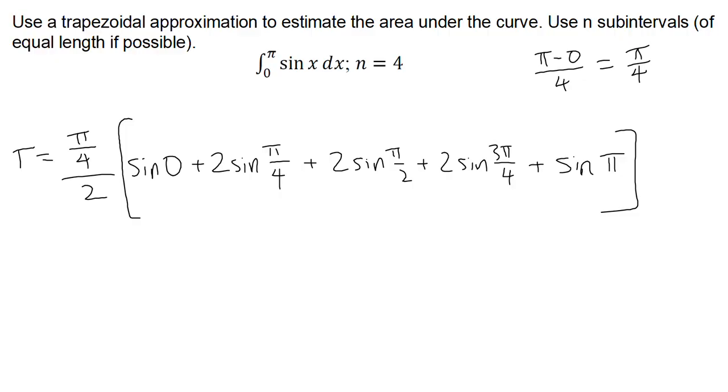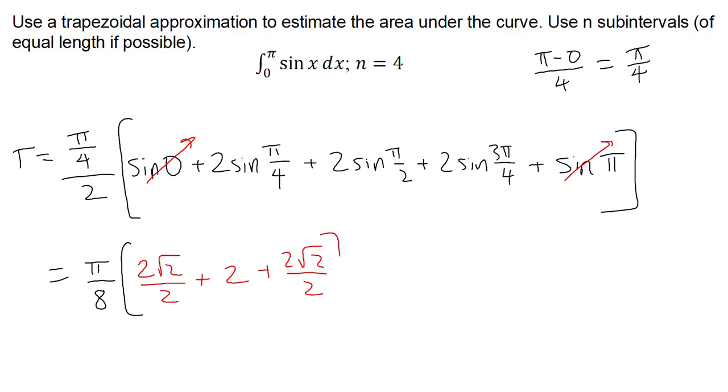And so what we've got here is just pi over 8, right? Half of pi over 4 would be pi over 8. Sine of 0 is 0, and the sine of pi is also 0, and so those two are going to go away. The sine of pi over 4 is root 2 over 2, so that's 2 root 2 over 2's. The sine of pi over 2 is 1, so that's just 2 in the middle. You multiply by 2. And the sine of 3 pi over 4 is also root 2 over 2, so that's 2 root 2 over 2's.